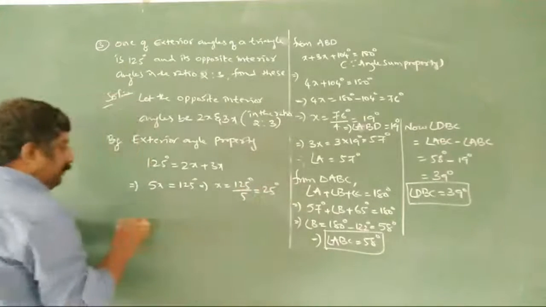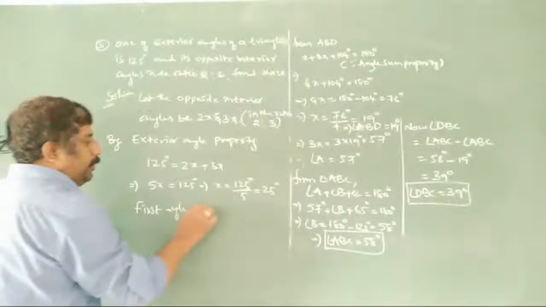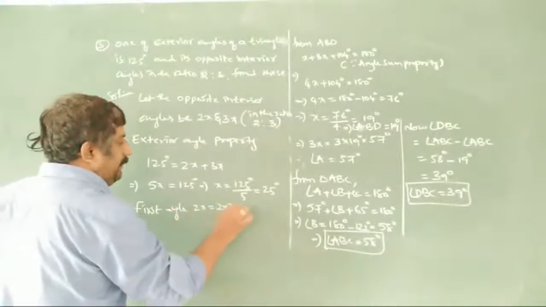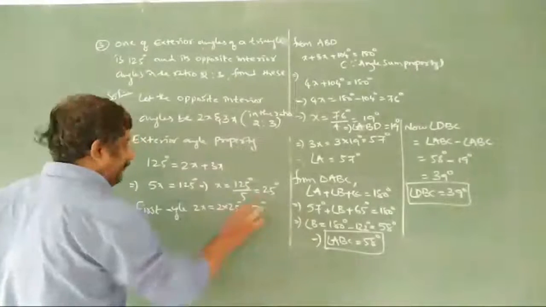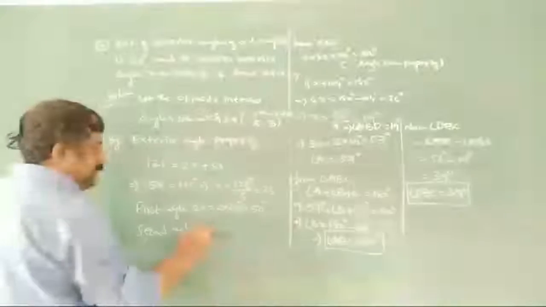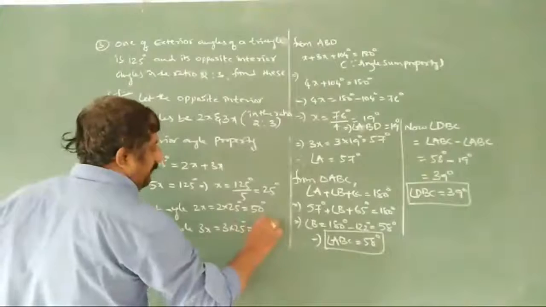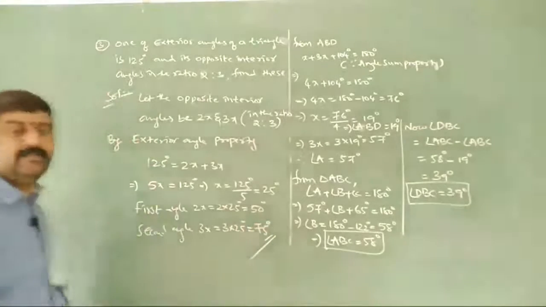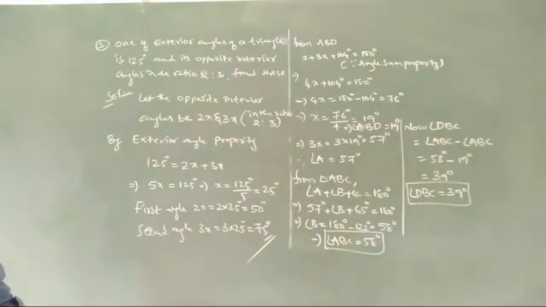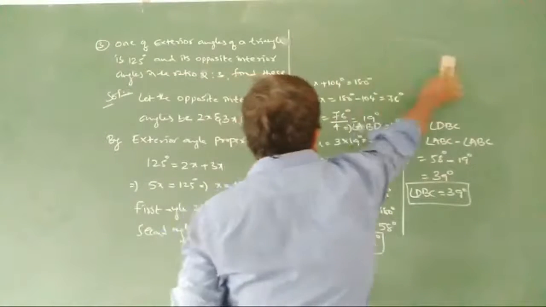25 degrees. So first angle, 2x, nothing but 2 into 25, which is giving us 50 degrees. Second angle, 3x, nothing but 3 into 25, which is giving us 75 degrees. So like this we have to find the required angles. Next, one more small proof I am going to take, and with that we will close this class.